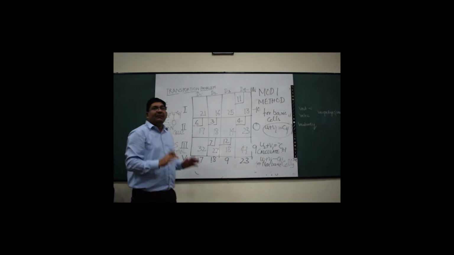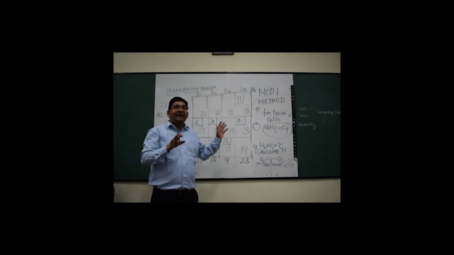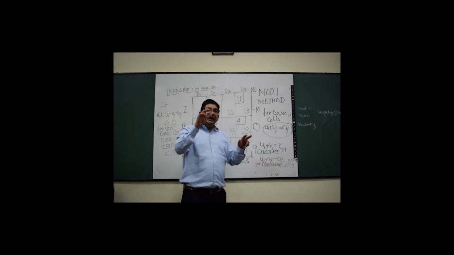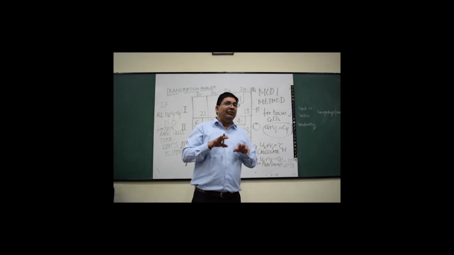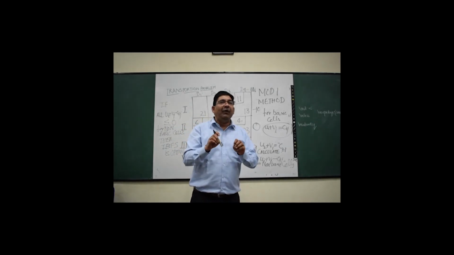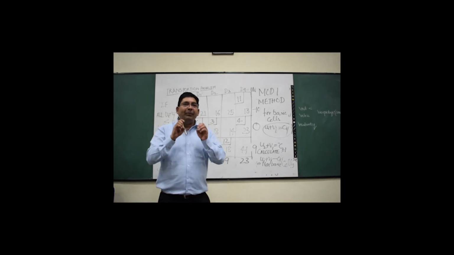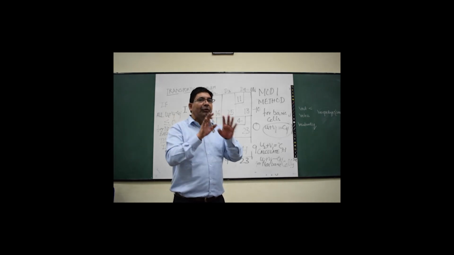So for the Modi method, if for all non-basic cells Ui plus Vj minus Cij are less than 0, it means that the given initial basic feasible solution, which we have found with the help of Vogel's approximation method, is the optimal solution. Now let us calculate Ui plus Vj minus Cij for non-basic cells.